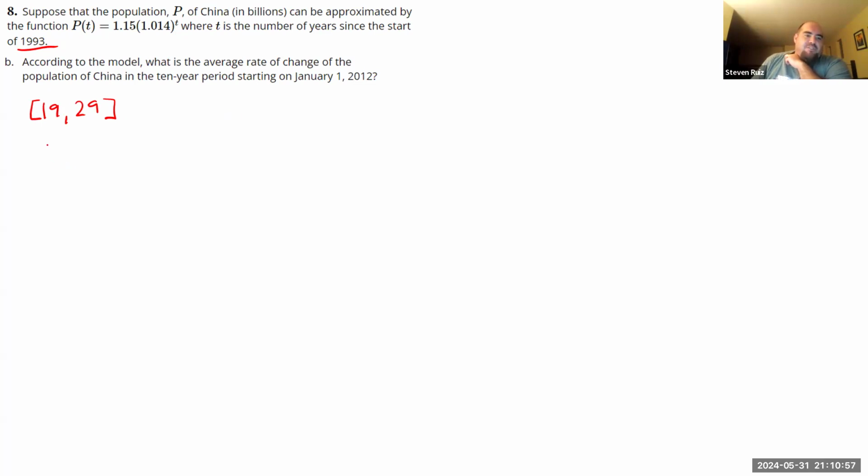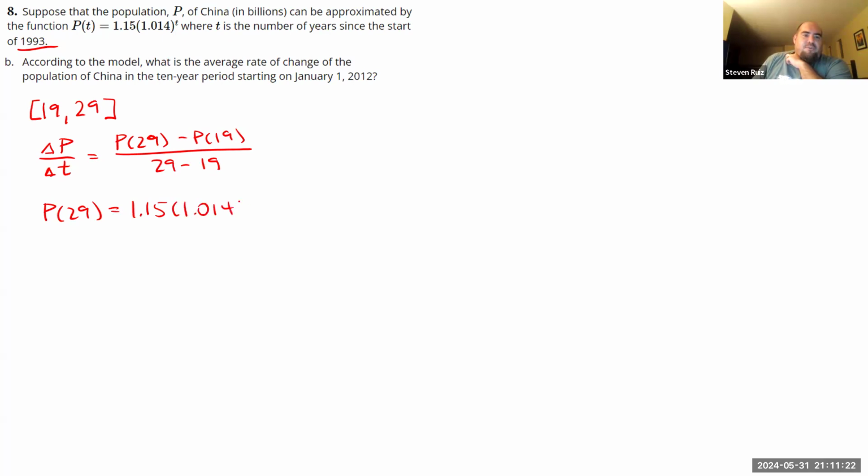How do we find average rate of change? Delta P, so change in population over change in time. I want to find P of 29 minus P of 19 over 29 minus 19. So how do I find P of 29? That's going to come from our formula, 1.15 times 1.014 to the 29. And P of 19 is going to come from 1.15 times 1.014 to the 19. So let's calculate each of these.